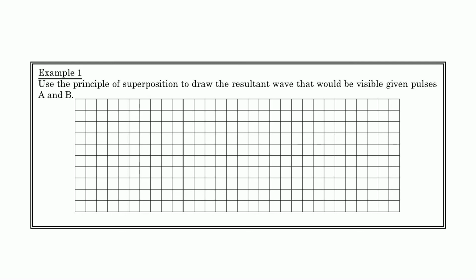Here's example 1. Use the principle of superposition to draw the resultant wave that would be visible given the pulses A and B. So just like the first conceptual example, here's 2 pulses. These are square pulses. Here's pulse A and here's pulse B. And so our general method for drawing these 2 pulses is to basically add their amplitudes. So here we've got 0 amplitude, here we've got 0 amplitude, so the resultant is 0 plus 0. Here we've got 0 during this section, and we've got 0 during this section, so the amplitude is, of course, 0 again.